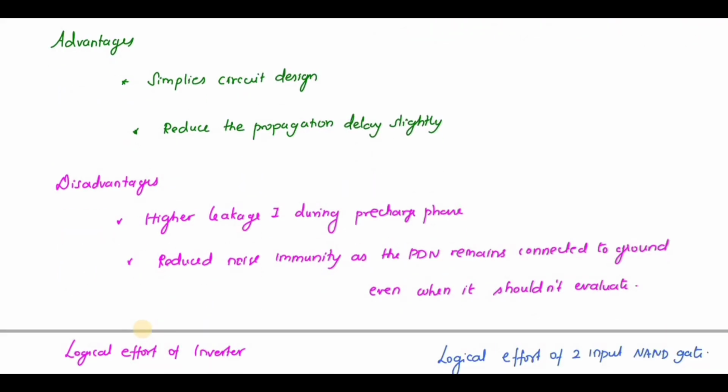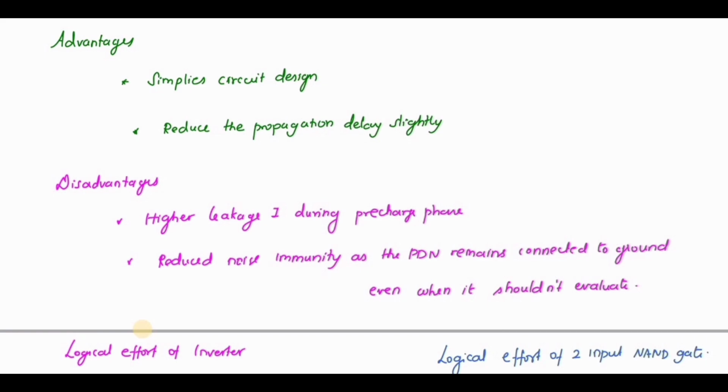The advantage of this circuit is that it is very simple, as there is no extra transistor, and it reduces the propagation delay slightly because of the reduction in transistors. The disadvantage is that it has a high leakage current due to the pre-charge phase, and it reduces the noise immunity as the pull down network remains connected to ground even when it shouldn't evaluate.